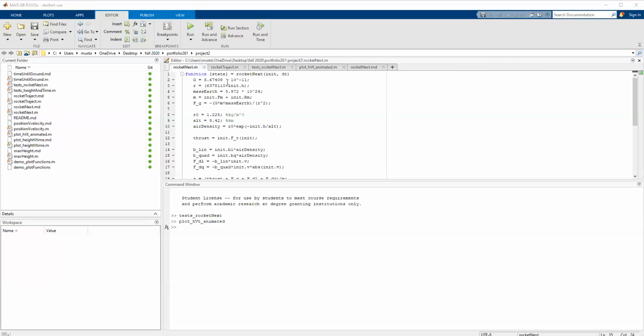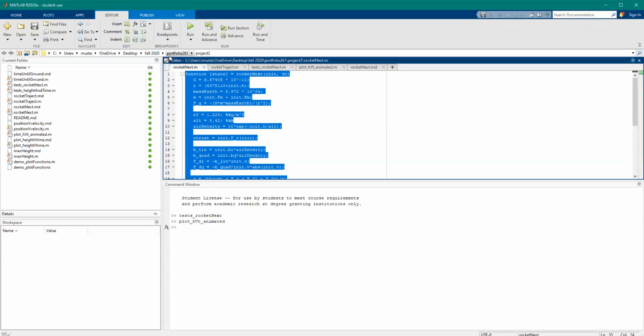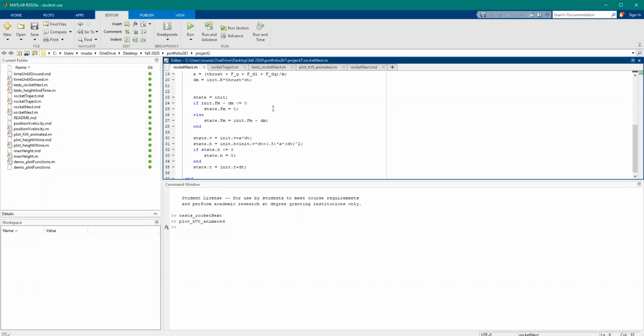Here in my function, I didn't particularly spend much time because it's all just naming variables for the computer to figure everything out. We're down here, and so this is just making sure the fuel mass doesn't go below zero, because you can't have negative fuel mass. And if it's not below zero, you run this.